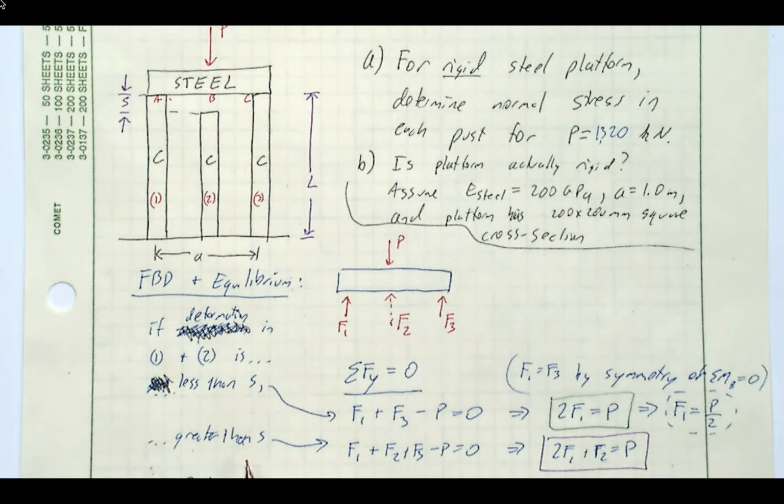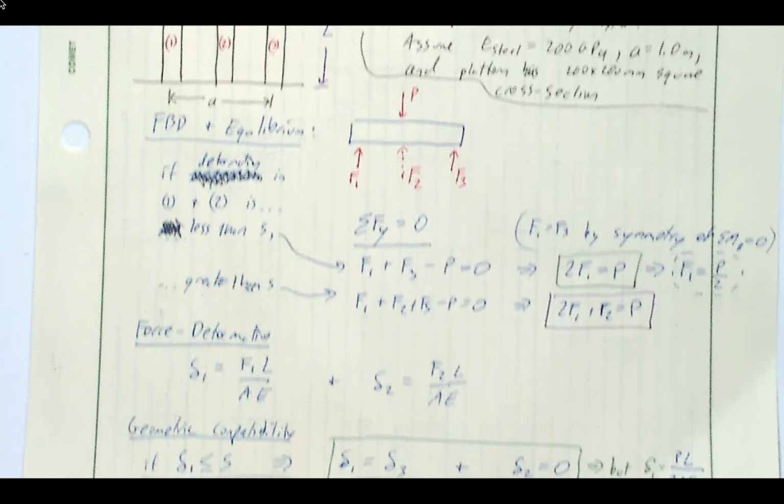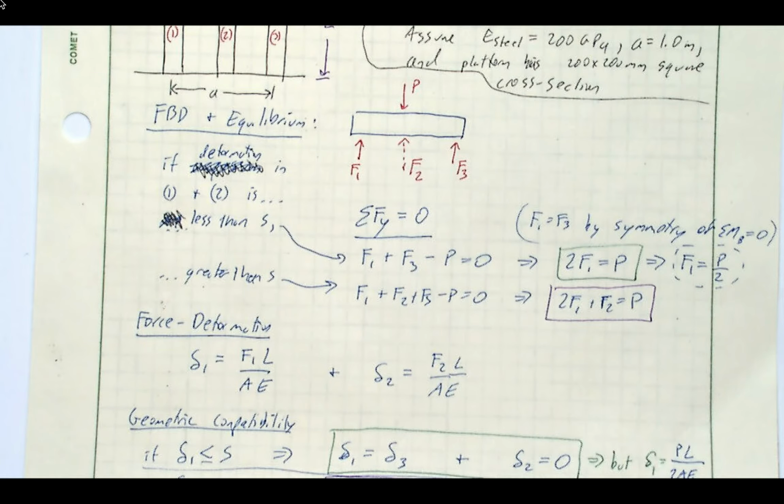If it's greater than S, then we have to put in F2, which we can't use symmetry or anything about the system to know. So we just have 2F1 again, but now plus F2 equals P. And if this is the scenario, this is a statically indeterminate system. Static equilibrium alone and the equilibrium ideas from our free body diagram doesn't solve for the unknown forces F1 and F2. So we'll move on to the force-deformation relationships, because this requires us to use geometric compatibility to get that additional equation to solve for the extra unknown.